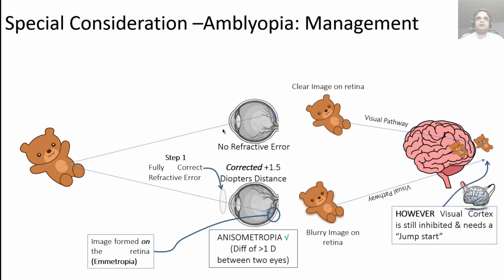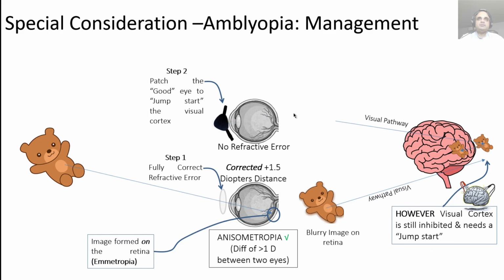So what we do is we patch the good eye. That's literally what we do. Apply a patch in front of the good eye so that the visual signal from the good eye, the eye that had good vision from the beginning, is not able to send any impulse back to the visual cortex. So the visual cortex is now forced to re-examine what sort of an image is coming from the other, previously amblyopic eye, the eye with the greater refractive error.